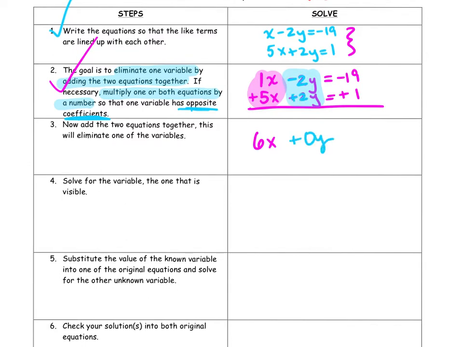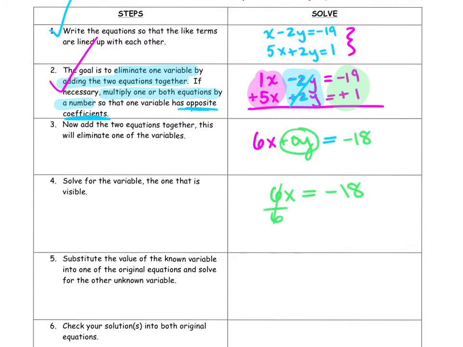So do I need to write plus 0y? I do not, so I'm actually going to erase that. They cancel. Equals, now we're combining like terms here. What's negative 19 plus 1? We get negative 18. So now that we've written our equation, if you want to keep that there just for filling up that space, that's fine, but it's really just plus 0. So now I have 6x equals negative 18.